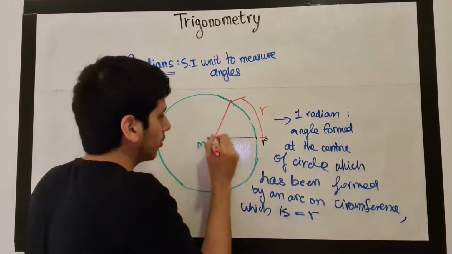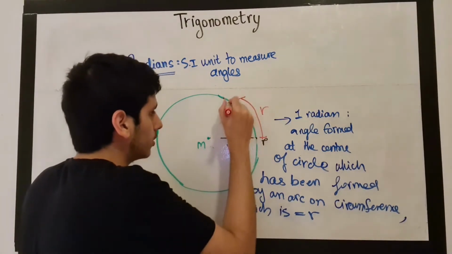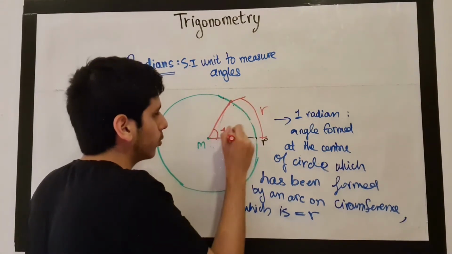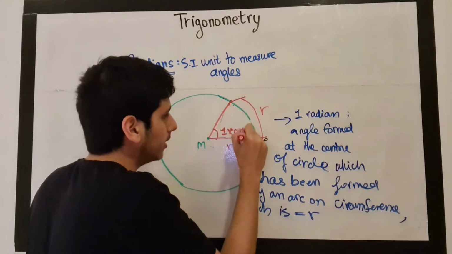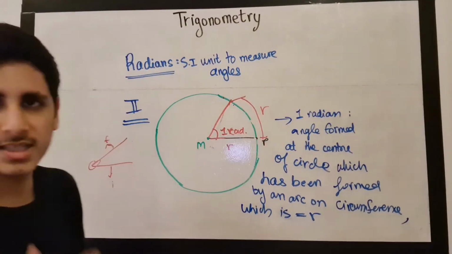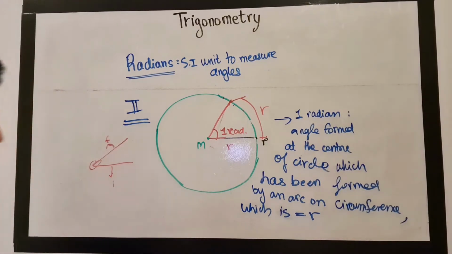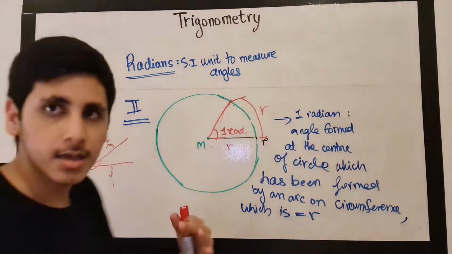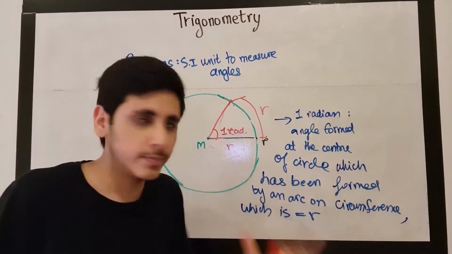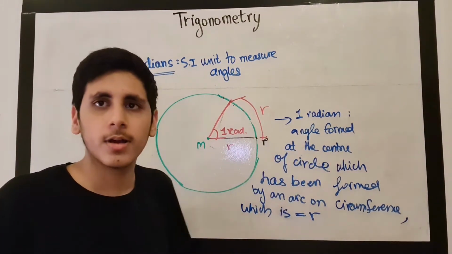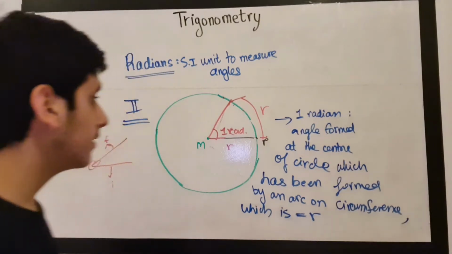Once we join it, that could be one radian again. 1 radian, the same definition. So that's representing what a radian actually means, and we have understood it now and also defined it clearly here.